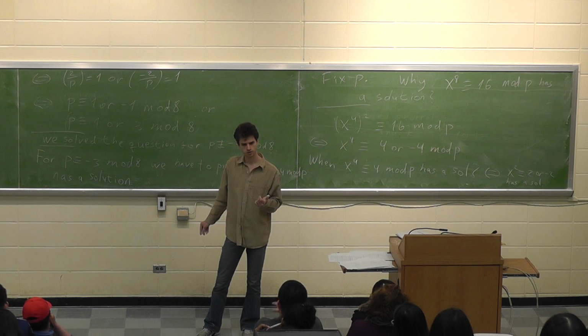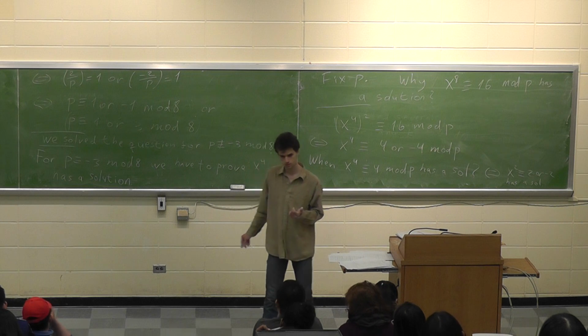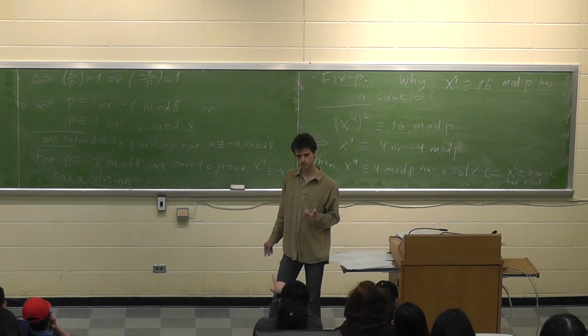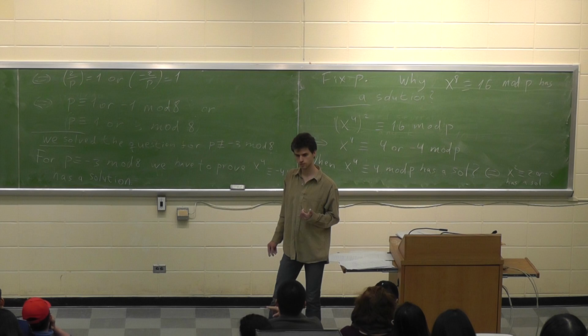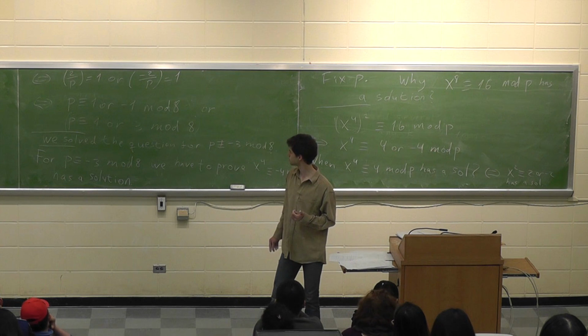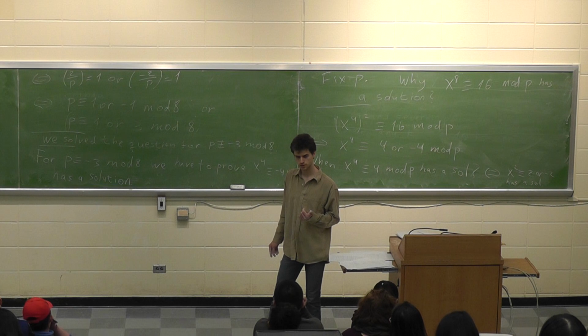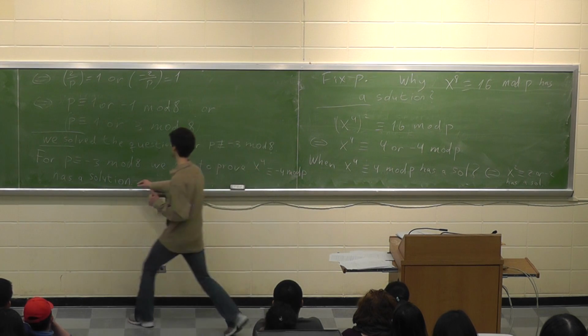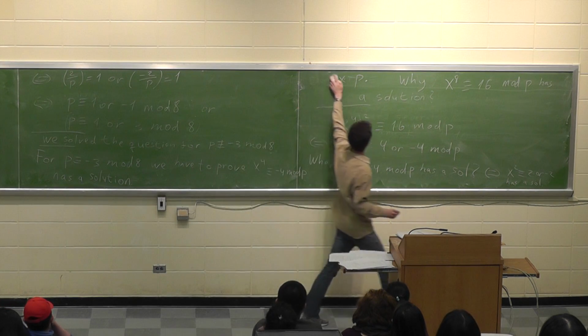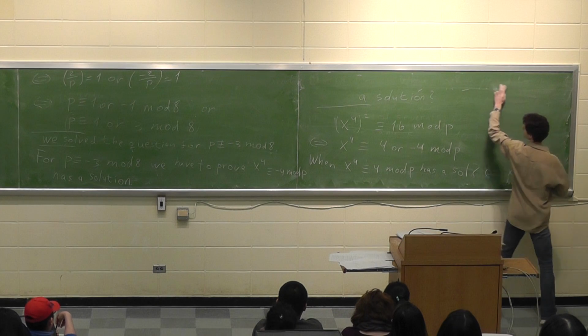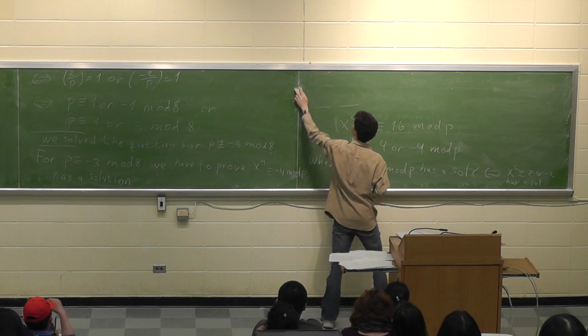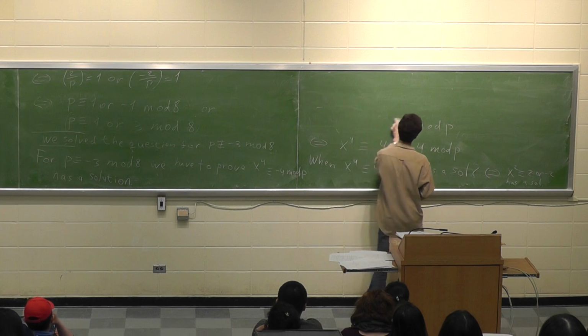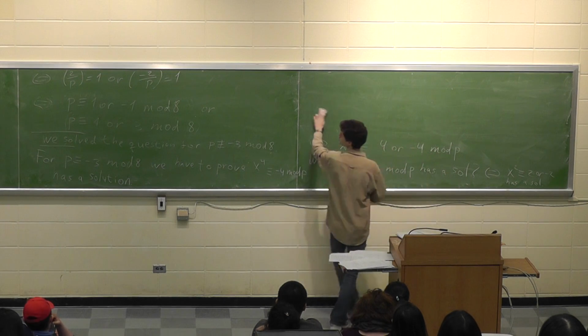Wait, that means in p congruent to minus 3 modulo 8, yes, for both. So it's 2 and minus 2, yes, quadratic non-residues. That means minus 4 is a quadratic residue. Okay, that might be a good first step. Let's see whether we can get a solution from this.